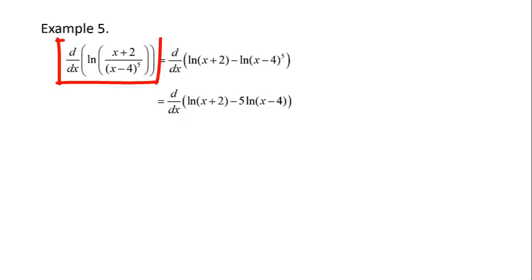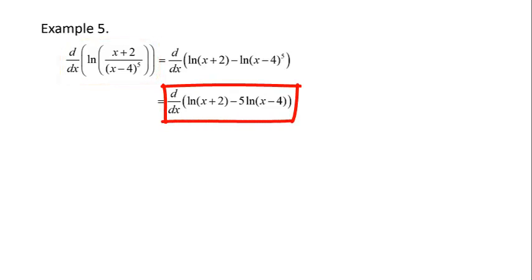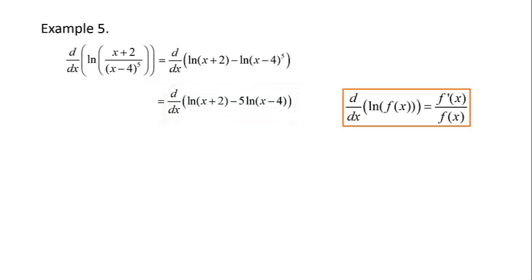And so instead of taking the derivative of our original complicated function, we can take the derivative of this version instead, which consists of simple pieces. Using our derivative rules, the derivative here is 1 divided by x plus 2 minus 5 times 1 divided by x minus 4.